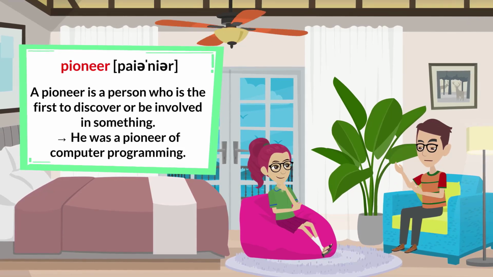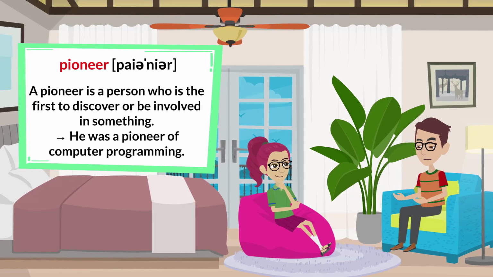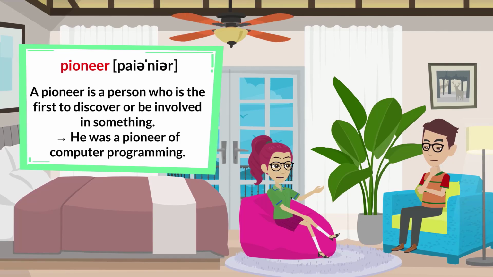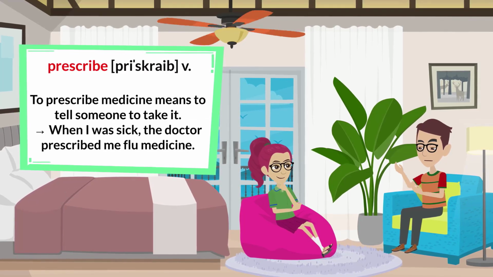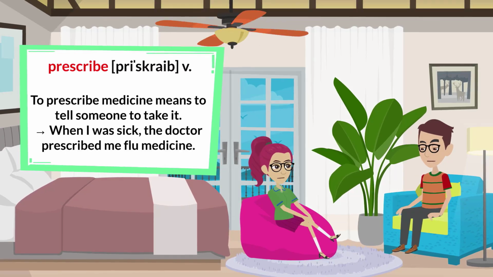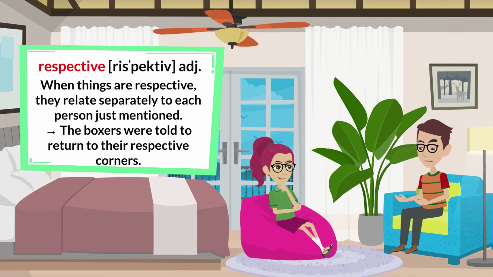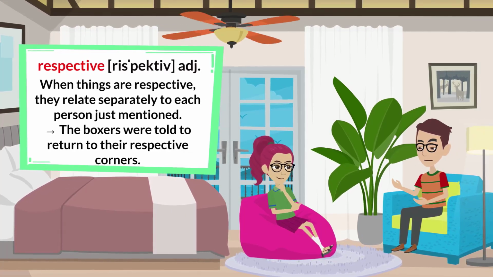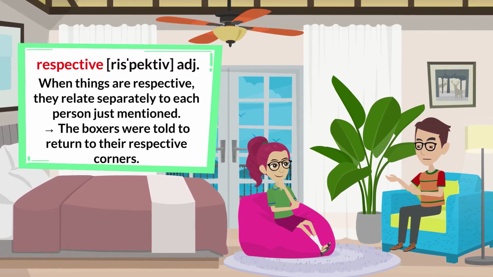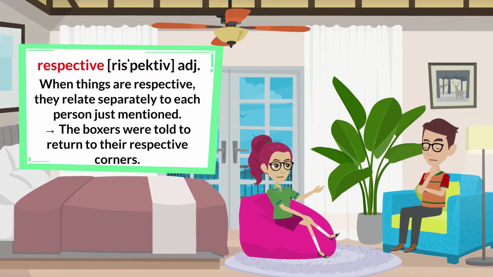Pioneer. A pioneer is a person who is the first to discover or be involved in something. He was a pioneer of computer programming. Prescribe. To prescribe medicine means to tell someone to take it. When I was sick, the doctor prescribed me flu medicine. Respective. When things are respective, they relate separately to each person just mentioned. The boxers were told to return to their respective corners.